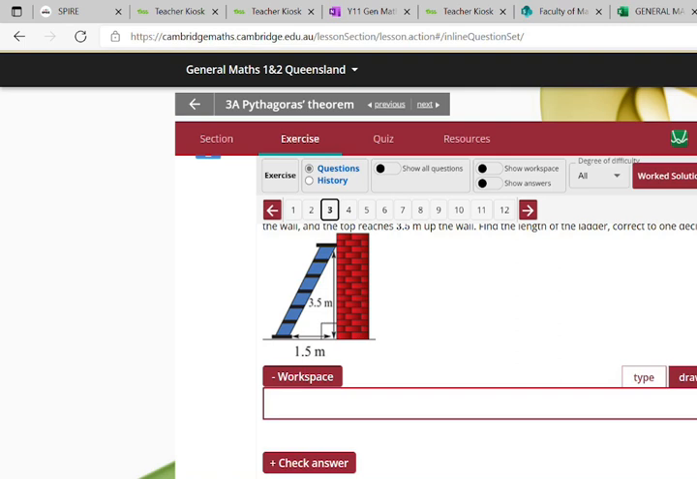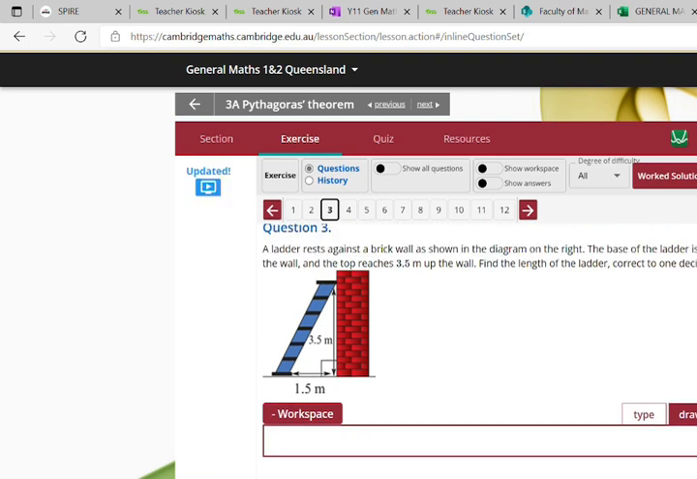Here's a classic one. A ladder rests against a brick wall. So what happens when you put the ladder against a wall? If that's the wall, and that's the ground, and that's the ladder, the ground and the wall supposedly meet at a 90-degree angle, and so that makes the ladder the hypotenuse.